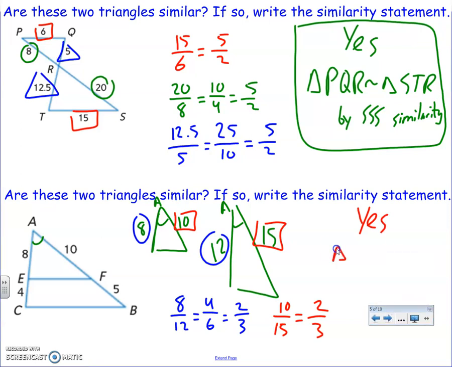Triangle. And I'm going to put these letters here. So this is A, this is E, this is F. On the bottom, this is A, C, B. This will make it easier for me to write. All right, so if I say AEF, that's similar to triangle ACB, by SAS similarity.